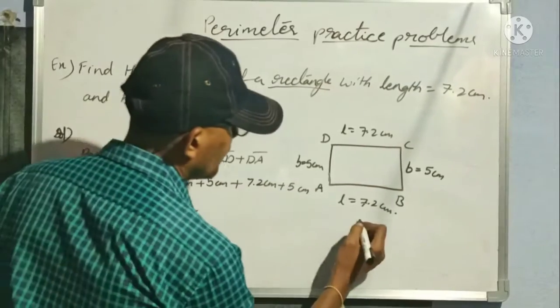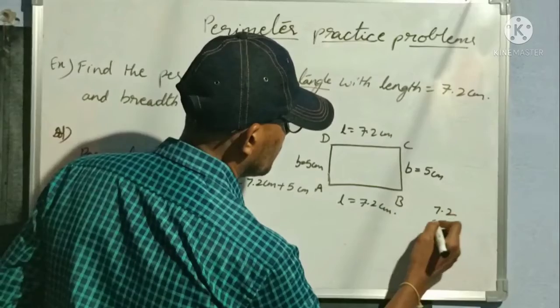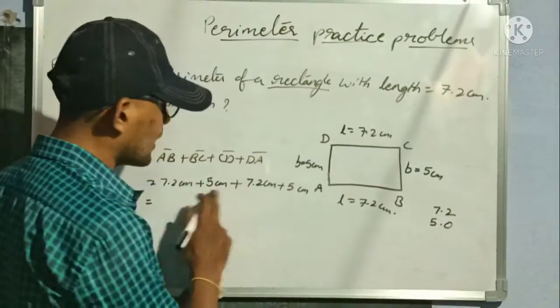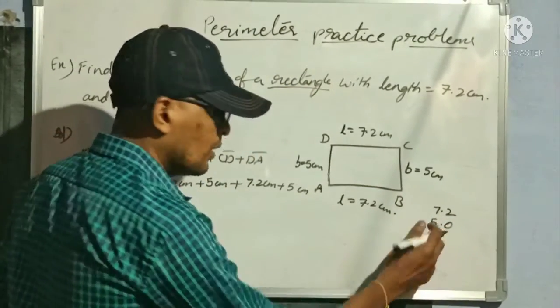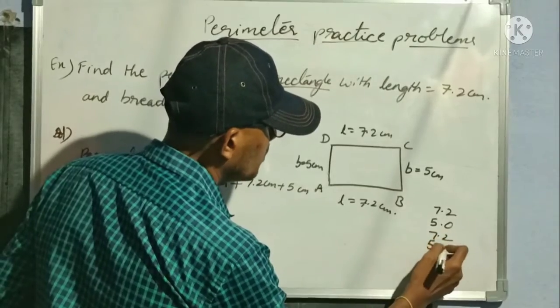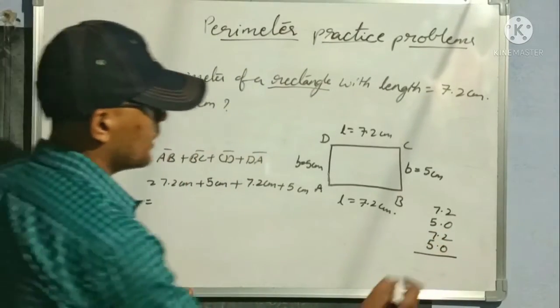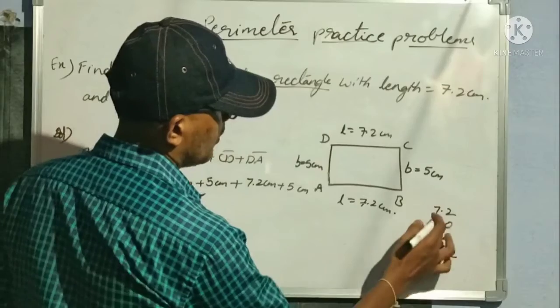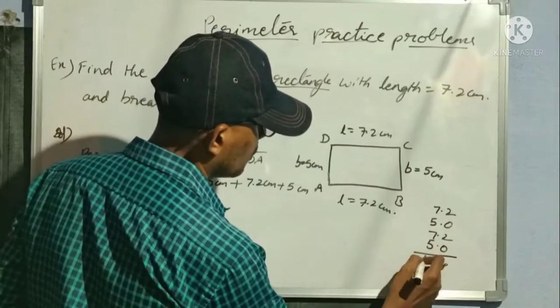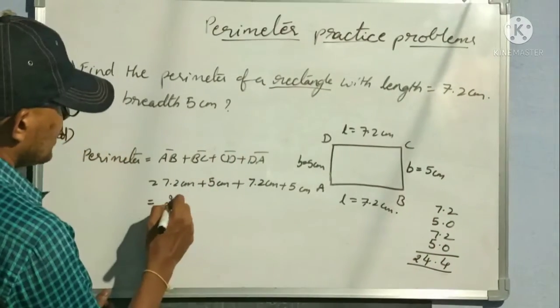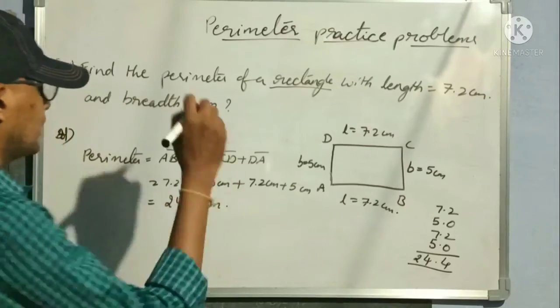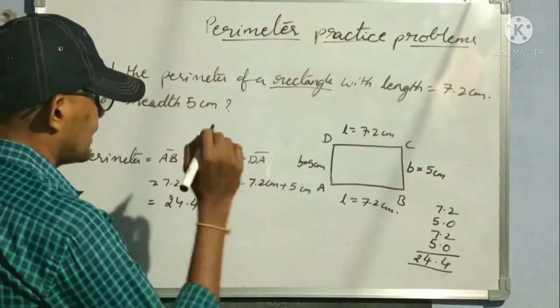So let us add. 7.2, 5 is nothing but 5.0, plus again 7.2 plus 5.0. 2 plus 2 is 4. 7 plus 5, 12. 7 plus 5, 12. So 24. So my answer is 24.4 centimeters.